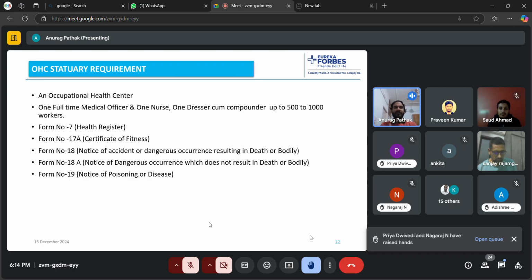So under the frame of the Factories Act 1948, we all have to follow some rules and regulations. Priya, do you want to ask something? You raised your hand. So you want to ask?